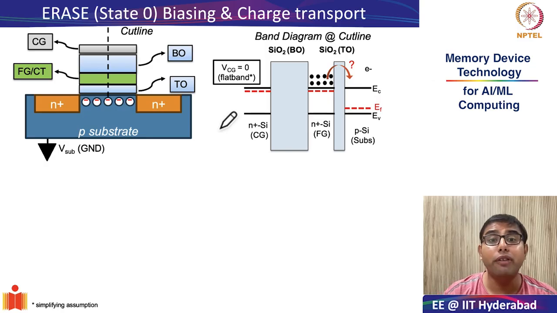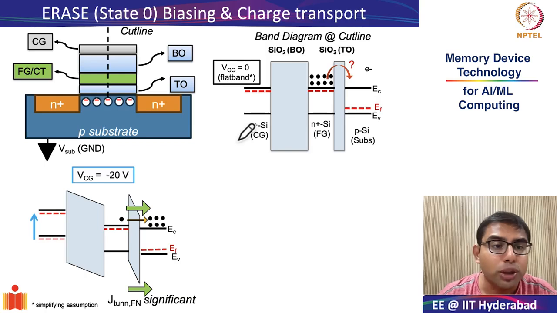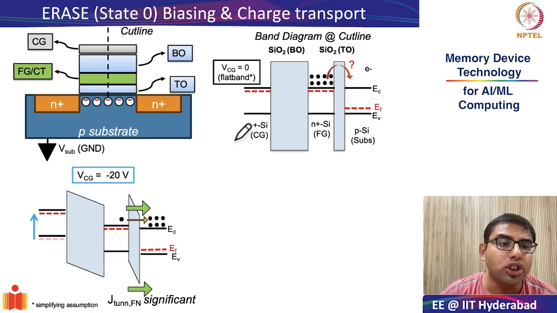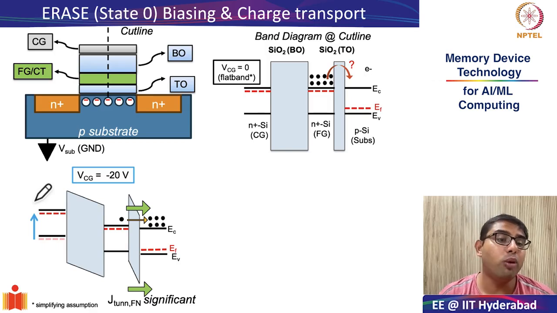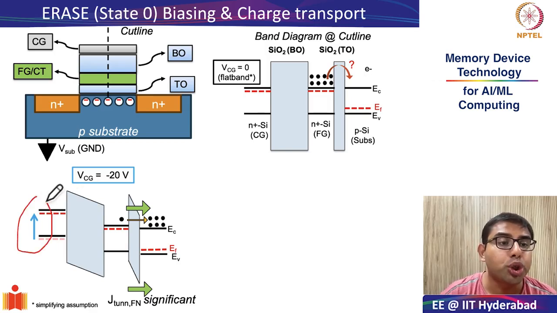In the program operation, if you remember, in order to pull in electrons from the channel, you applied a positive gate bias, plus 20 volts, at the control gate. However, in erase, you have to push out electrons from the floating gate into the channel. So it is common sense to expect that the band bending when you want to have erase operation has to be opposite to that of the program operation, and therefore to push out electrons you need to apply a negative 20 volts, or minus 20 volts, at the control gate, as we have shown over here.